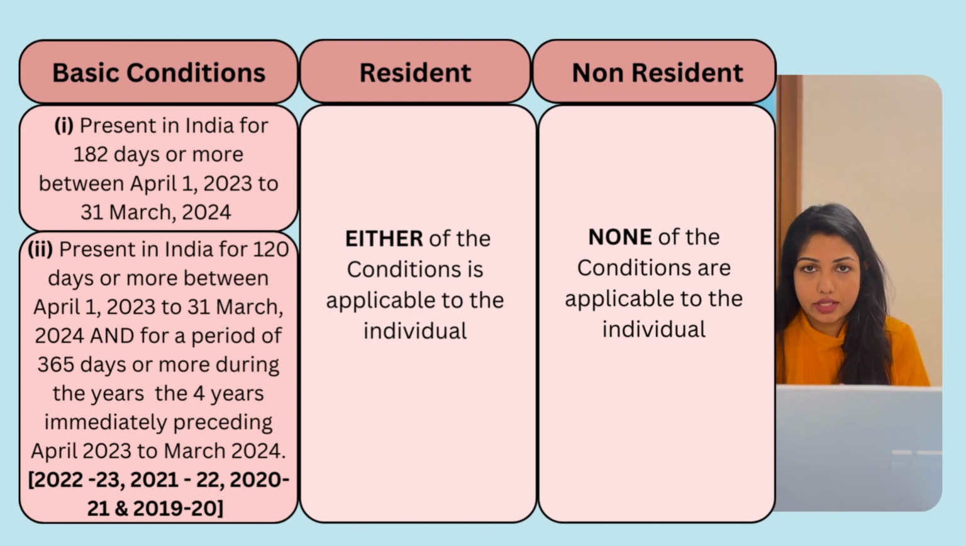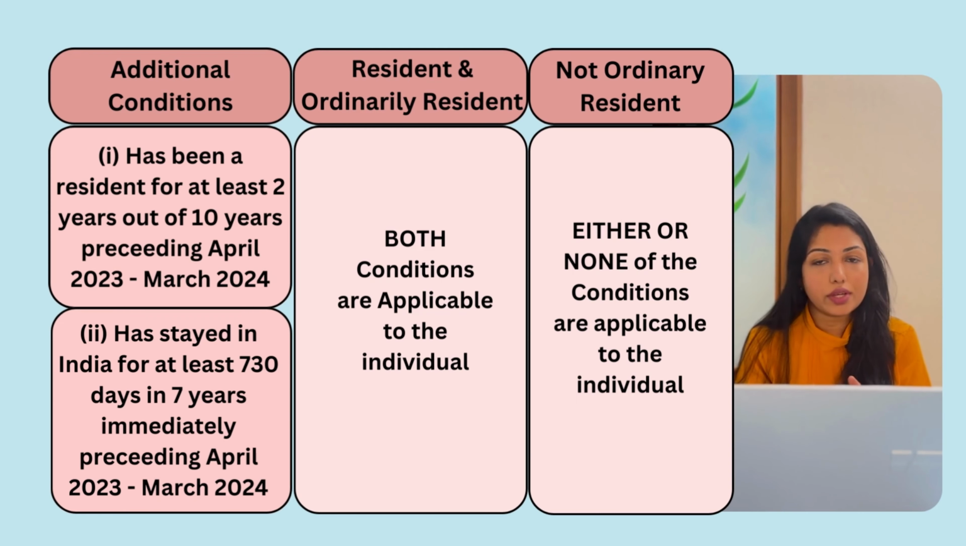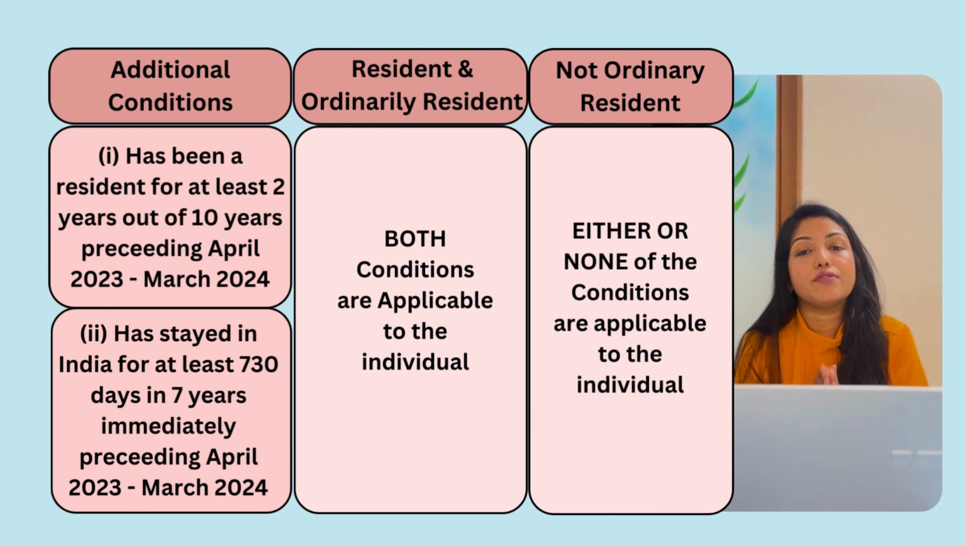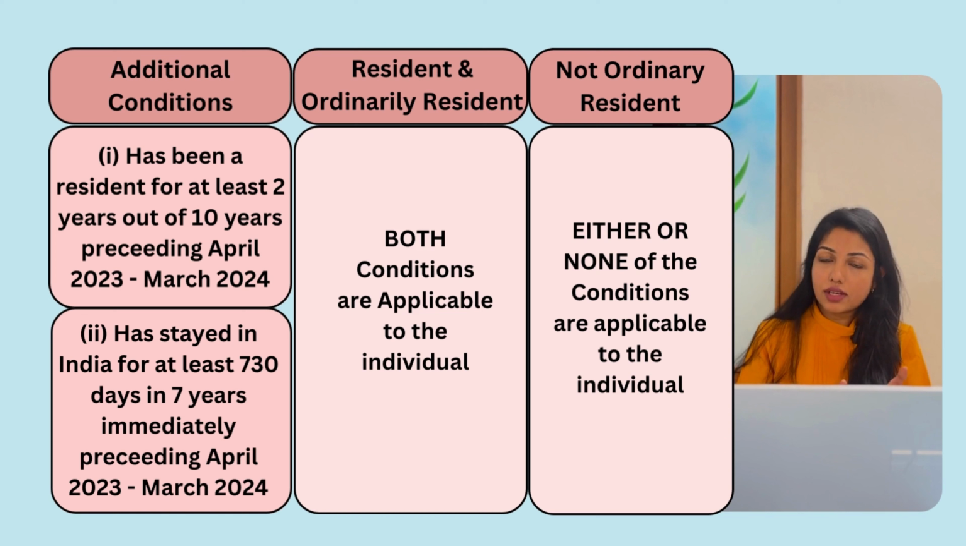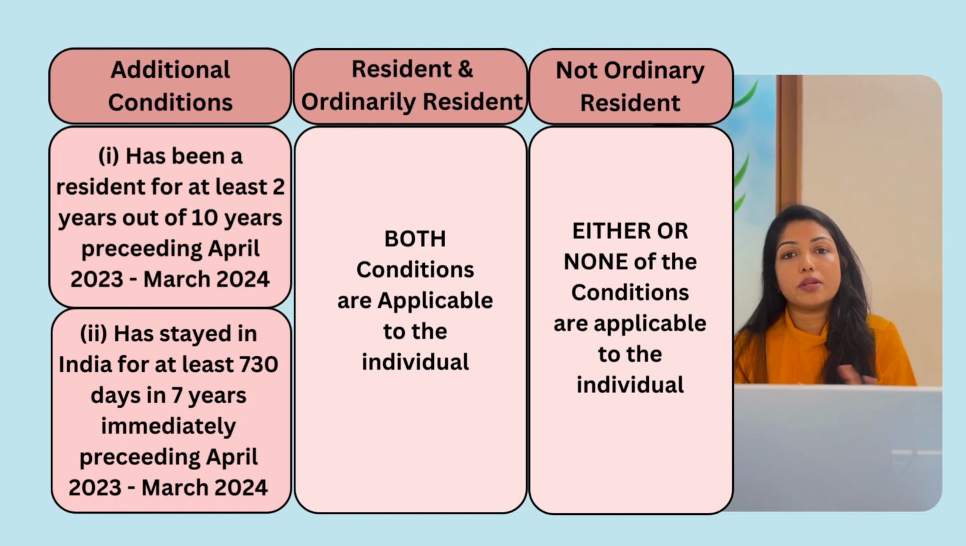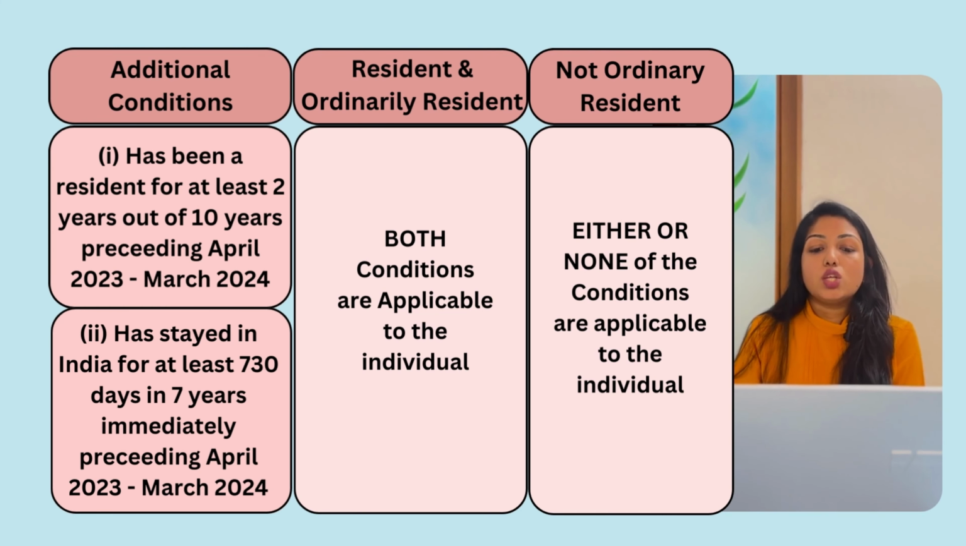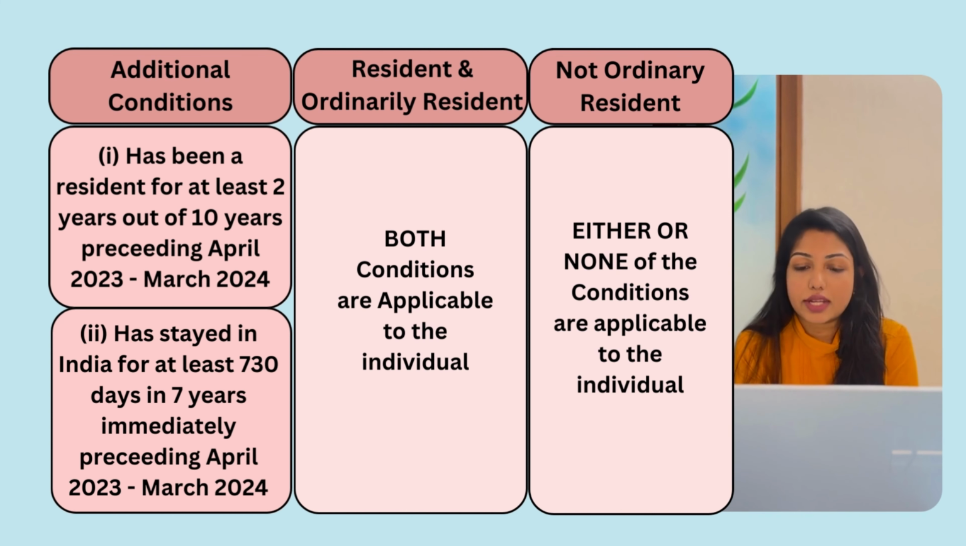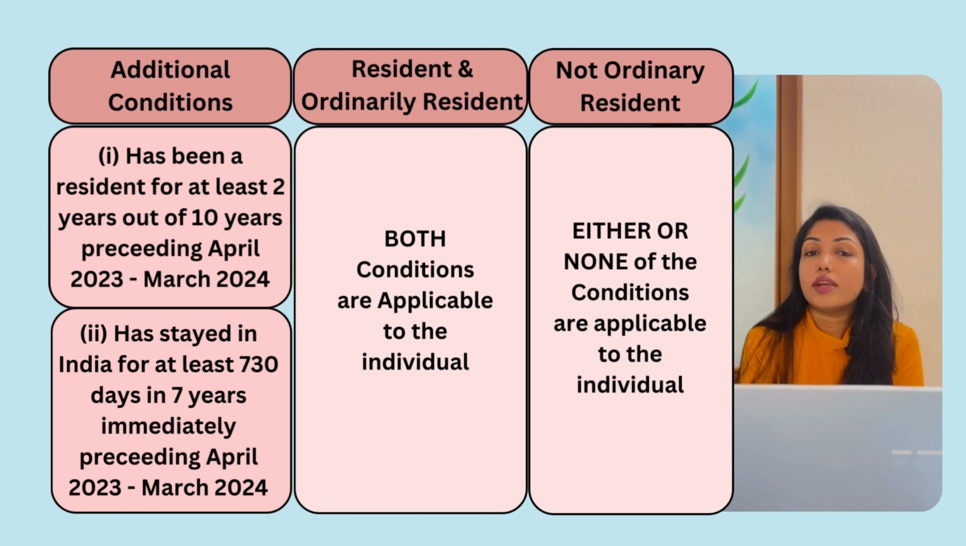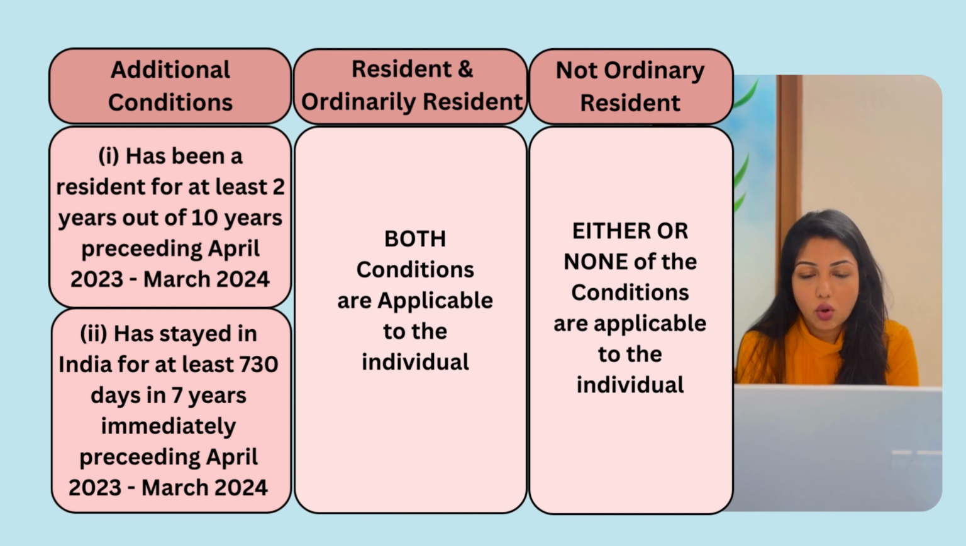And if you are a resident, then you will have to apply the following additional conditions to find out if you are a resident and ordinarily a resident, or a resident but not ordinarily a resident. So if you fulfill both the additional conditions, then you will be a resident and ordinarily a resident. But if you fulfill only one of these conditions or none of these conditions, then you will be a resident but not ordinarily a resident.